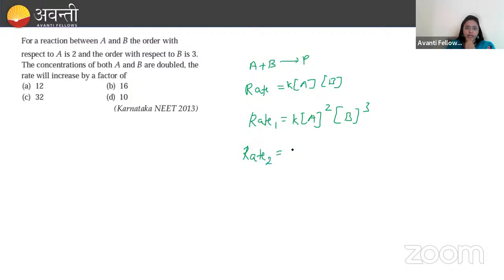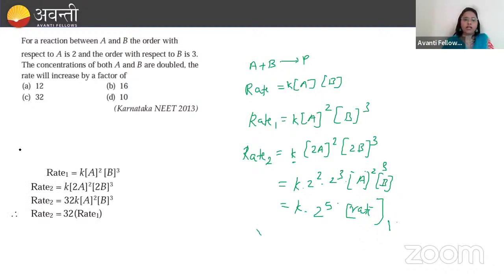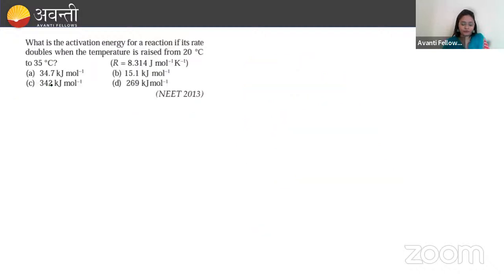Now, what is said? If we doubled the concentration, the second time I doubled the concentration of both A and B. So here it will be (2A) squared and B also doubled, right? I doubled the concentration of B too. Now how much will the rate constant change? k times 2 squared, 2 cubed, times concentration of A squared and here B cubed. Okay, so with respect to rate 1, how much did rate 2 change? 2 to the power 5. How much will it be? 2 to the power 5 means how much, 12, 16, 32, 10? How much? It will be 32. So our answer will be C, option C. Do you get that? Yes. Next problem: what is the activation energy for a reaction if its rate doubles when the temperature is raised?